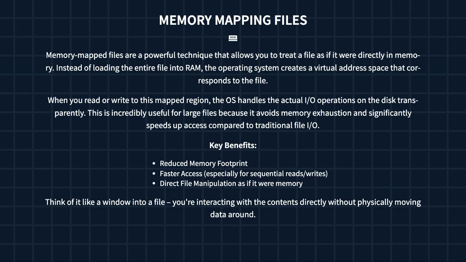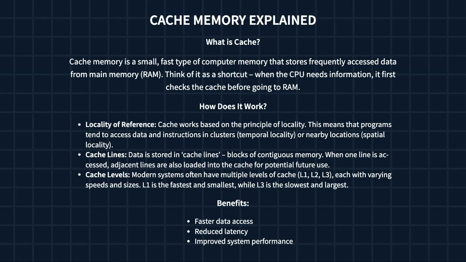Pretty handy, right? Let's talk about cache memory. It's like a super fast scratchpad for your computer, helping it retrieve frequently used data much quicker. Basically, the CPU checks the cache first before going all the way to RAM. That's why things feel faster. Cache works because programs tend to reuse data and instructions nearby in time and space. There are different levels of cache, with the fastest closest to the CPU. This helps drastically reduce wait times and makes your computer run smoother.